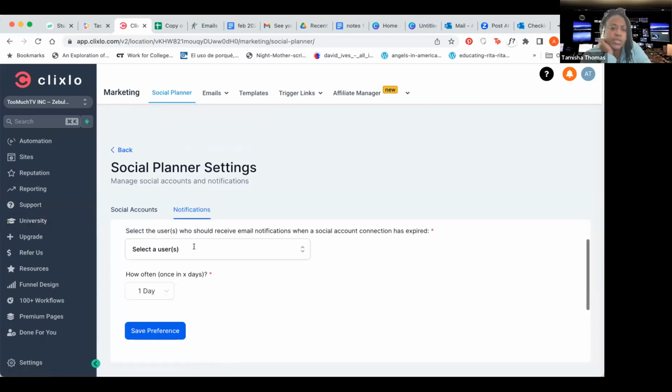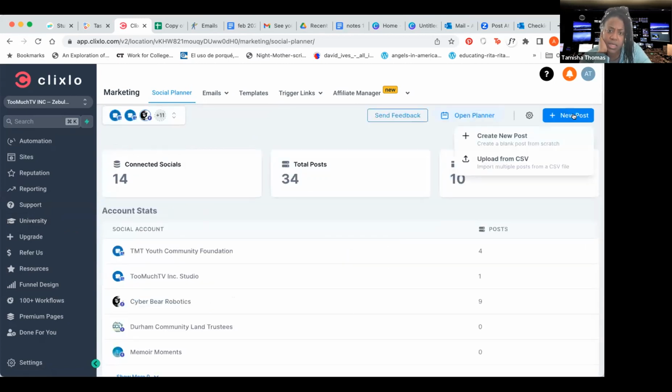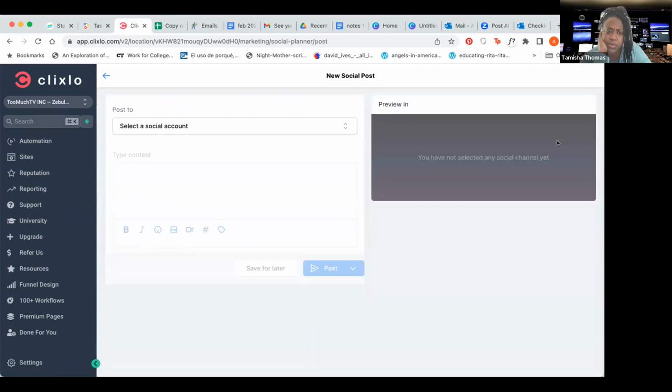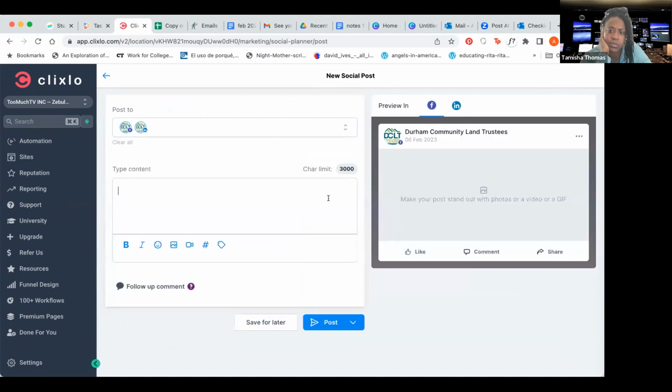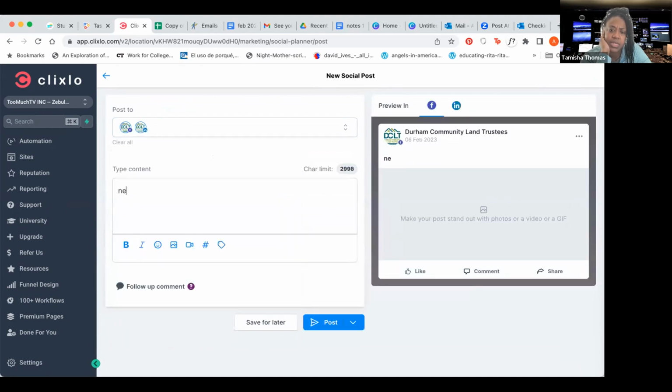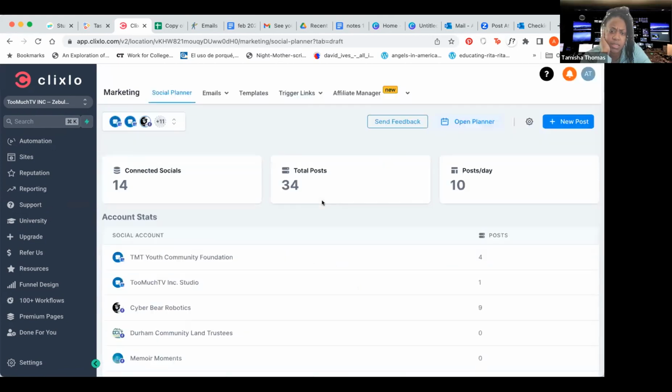Okay, let's create a new post. Let's hit the back button. Total post 34, posts 10. Create a new post and let's see what happens. And then let's put some content in there. Are we just looking for where it'll go? Okay. Save for later.